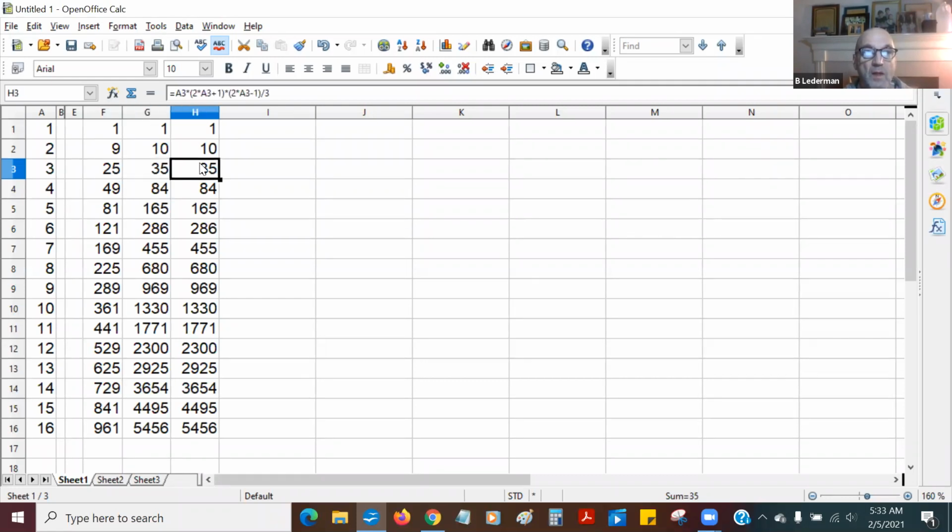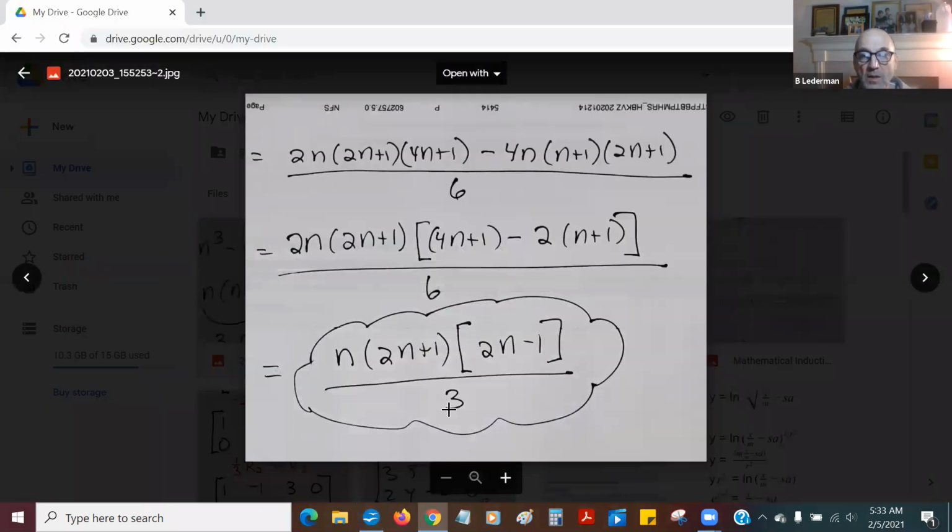This column, so that's n, because A3 is n. That's n times 2 times n plus 1 times 2 times n minus 1, and then divided all by 3. So I have n times 2n plus 1 times 2n minus 1, all divided by 3, which is exactly what I got down here. So what I have here on paper with my handwriting, that is an actual proof.